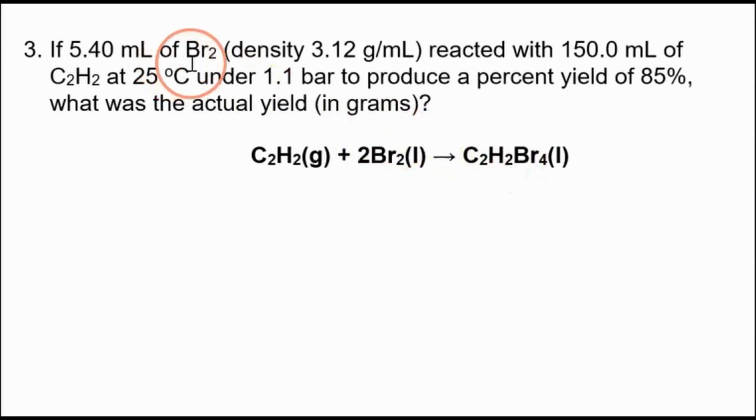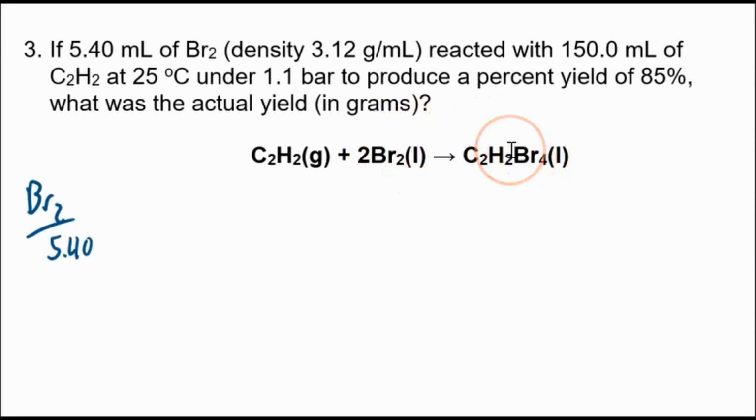So we're going to look at each reactant separately. We'll start off with the bromine, and we're going to look at if all of these 5.40 milliliters reacted fully, how much of this product, tetrabromoethane, can we make? So we're going to do stoichiometry to go from volume of bromine to grams of this product here.